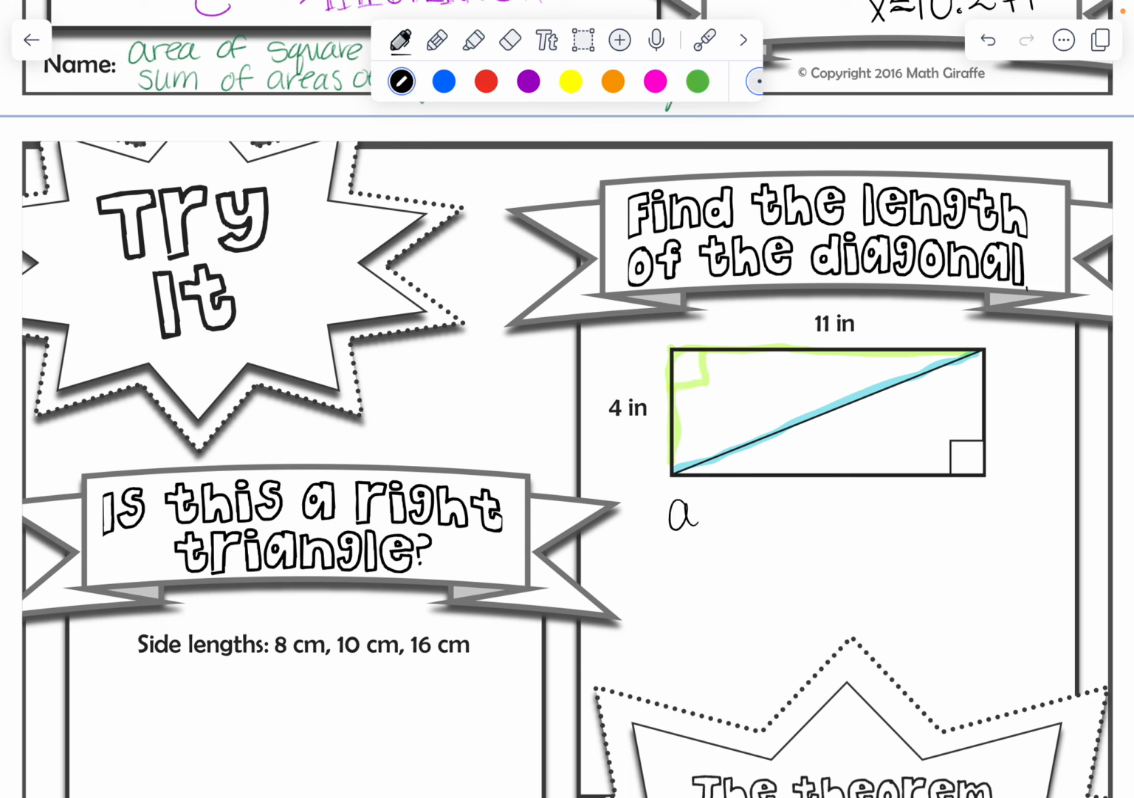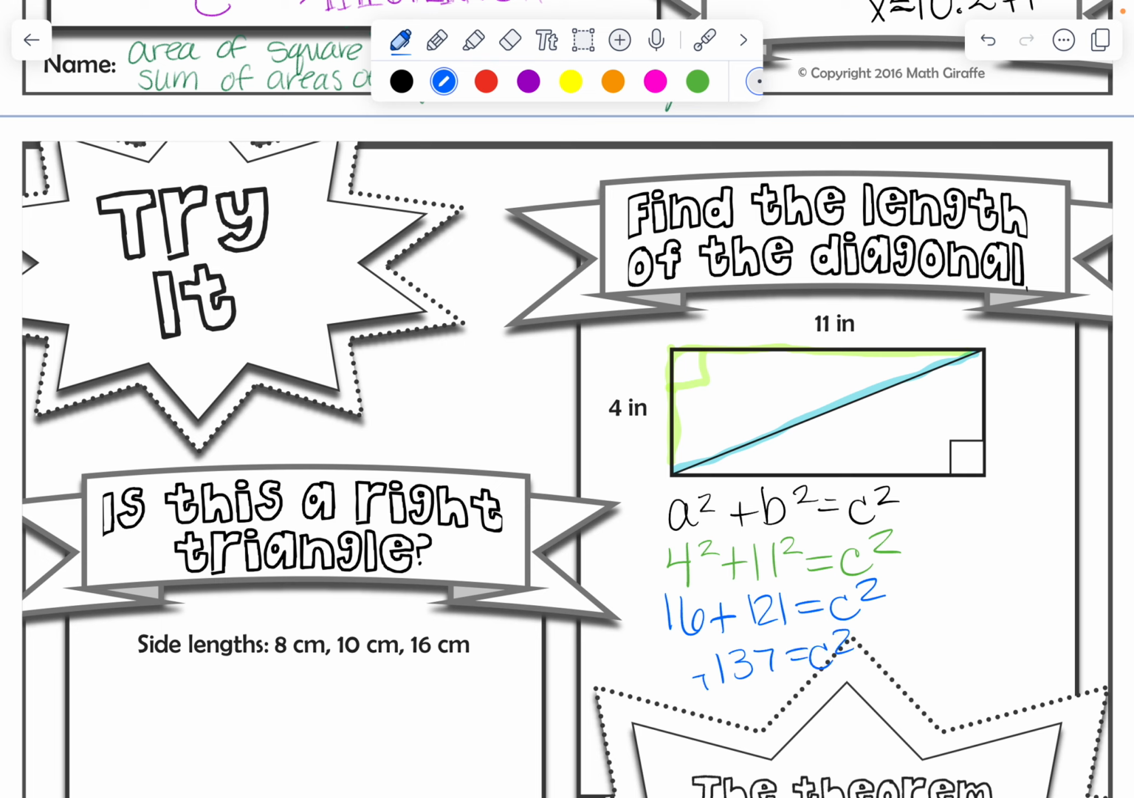And then we evaluate, so 4 squared is 16, plus 121 is going to equal c squared. I can add these up, I'll get 137 equals c squared, and then I can take the square root of 137, which is going to be about 11.7 inches. So we're using our calculator. We're still going to focus on showing our steps for solving this equation.